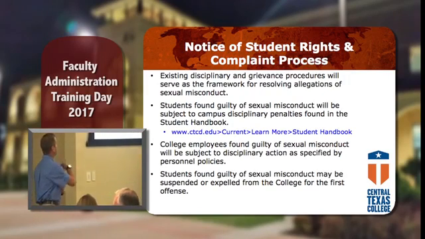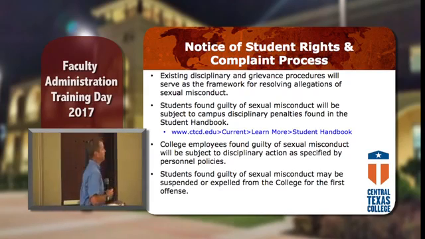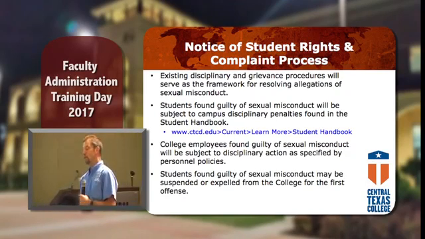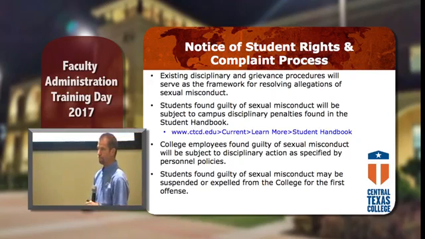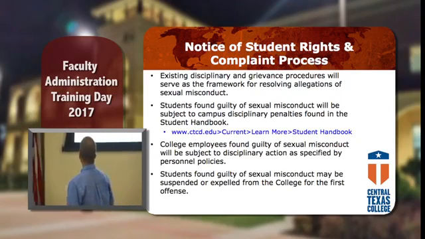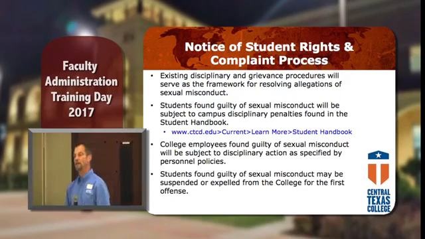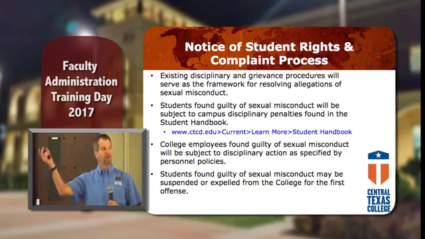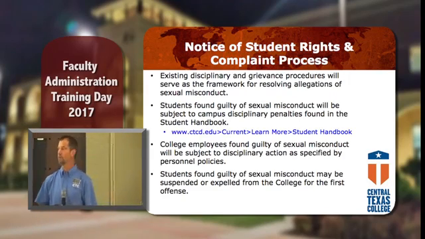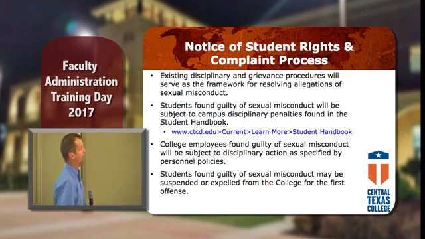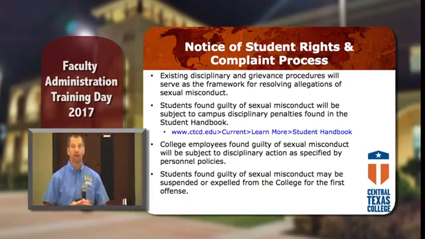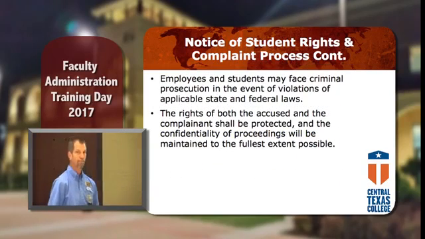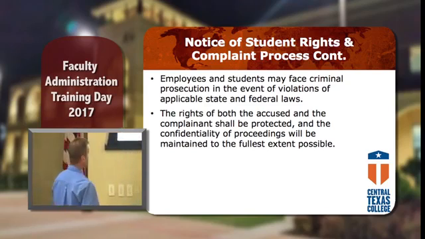Students found guilty of sexual misconduct will be subject to campus disciplinary penalties found in the student handbook. Again, that's where you can find the student handbook. Real easy to find. The most current version can always be found online. Naturally, college employees found guilty will be subject to discipline, up to and including termination, as well as criminal charges off campus. Students found guilty of sexual misconduct may be suspended or expelled from college for the first offense. Employees and students may face criminal prosecution.